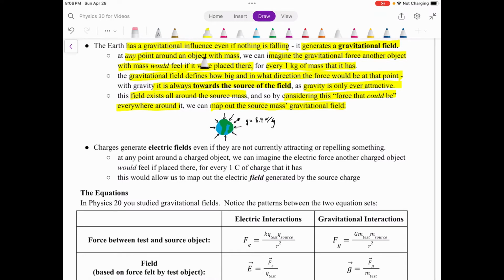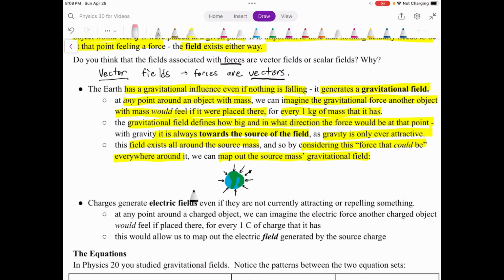It's just instead of describing the gravitational force an object would feel if placed there for every kilogram of mass that it has, we're talking about the electric force something would feel if placed in that field for every coulomb of charge that it has. So let's jump in. And really notice the similarities between the bullet points here. The Earth has mass, so it generates a gravitational field. Well, anything with electric charge generates an electric field. So charges generate electric fields.